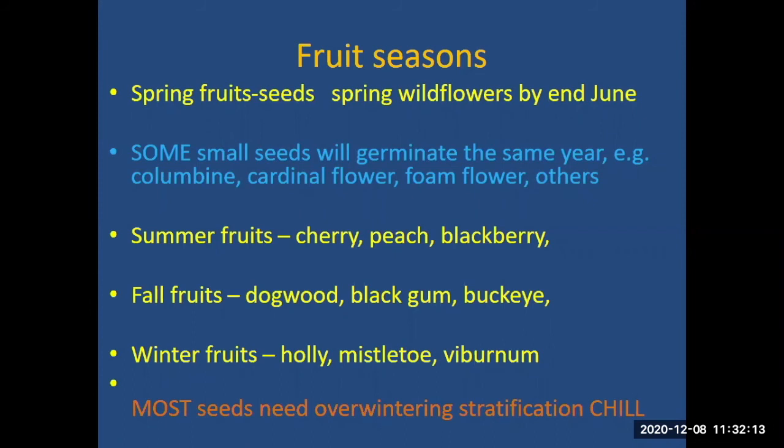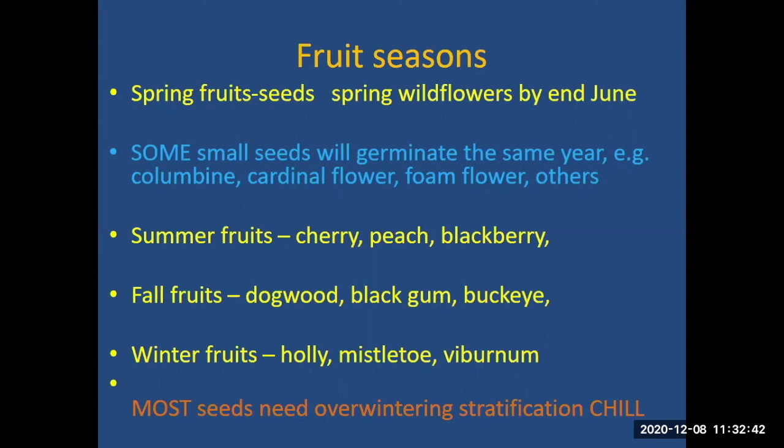Then you've got your summer fruits like cherry, peach, blackberries, raspberries, blueberries. As you know, these don't last very long. They're very sugary. You've got to collect them, clean them, get the seeds out, or else they'll rot. Then you've got your fall fruits that are nutritious for migrating birds, dogwood, black gum, and then buckeyes for squirrels and things. These fall fruits ripen early in the fall and have to be collected and dealt with.